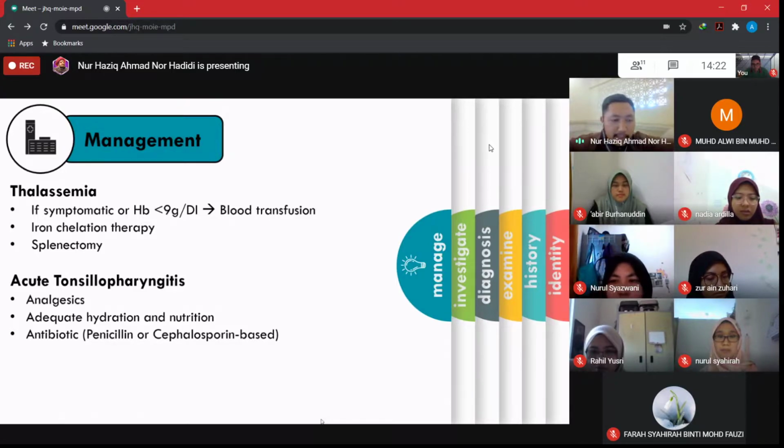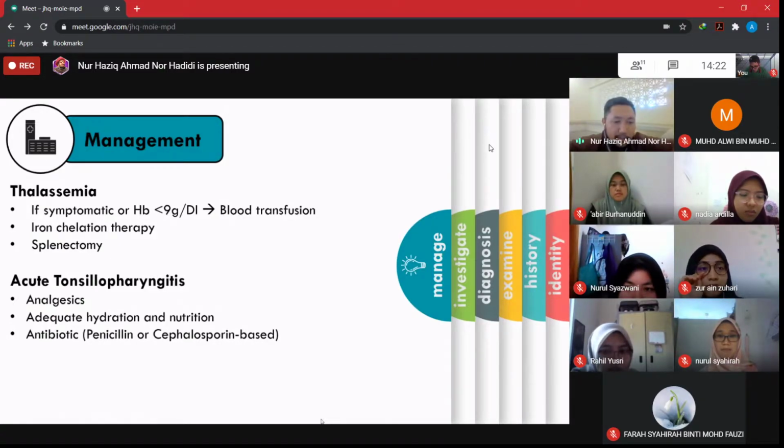conservative management of it, such as analgesic and also antipyretic to relieve fever and also pain. And since the patient had poor feeding, maybe due to painful swallowing, we need to ensure adequate hydration and also nutrition. And in order to tackle the infection by Streptococcus pyogenes, we need to administer antibiotic to the patient, either penicillin based or cephalosporin based, such as ceftriaxone.